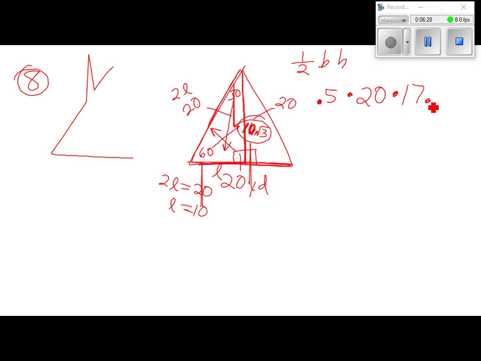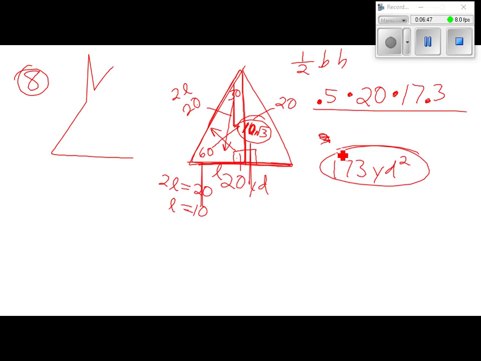17.3. Multiply all those together. What is it? 173. No decimal? No decimal. 173, what was our units? Yards. Square.